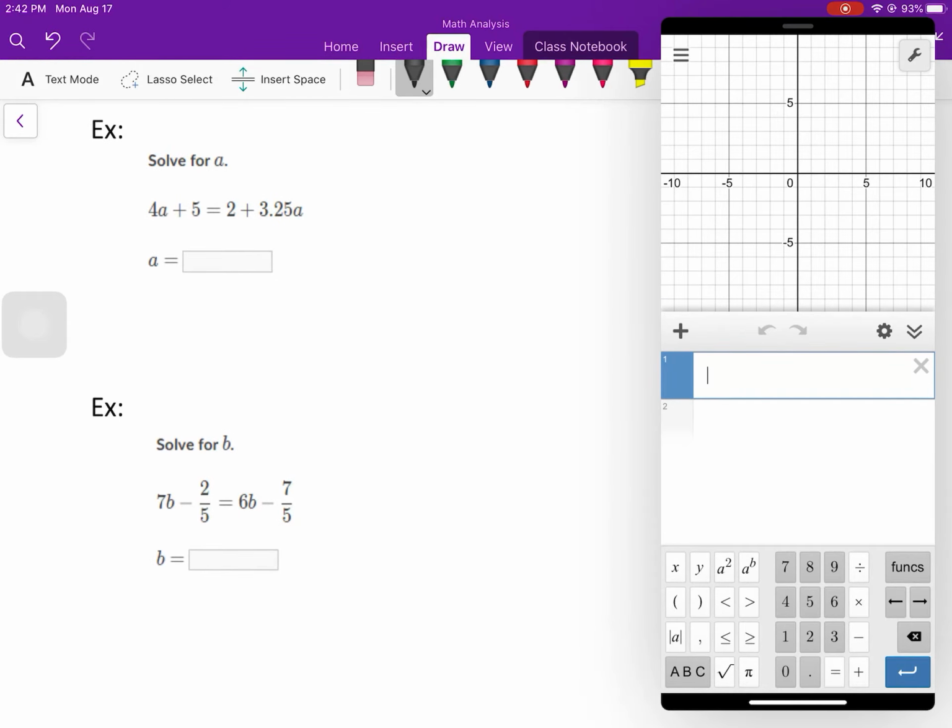So check this out. We're going to have 4a plus 5 equals 2 plus 3.25a. So same idea. Our goal is to get the variable by itself. So what am I going to do? I'm going to go ahead and move this one over to the left side. So I'm going to subtract it over to the left side.